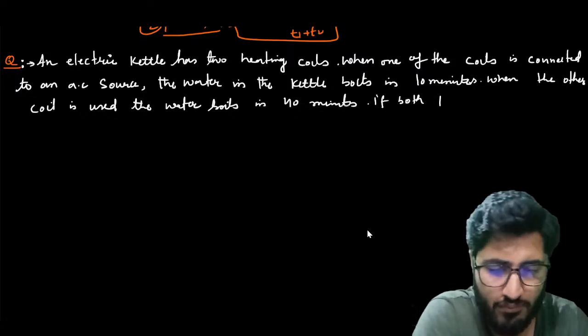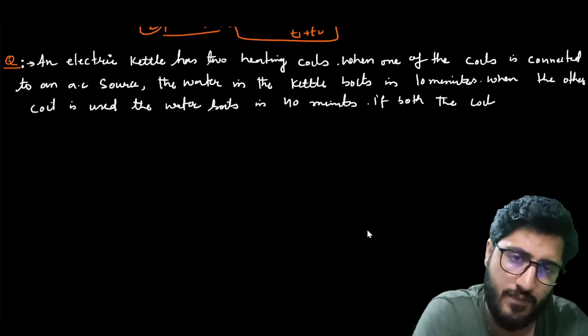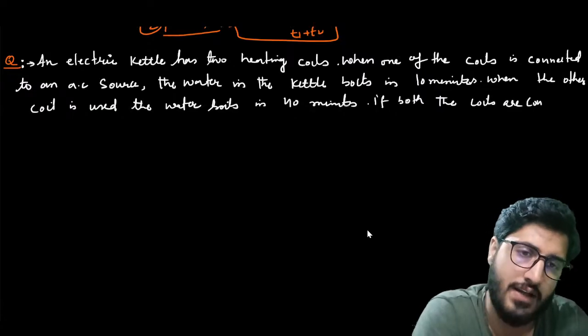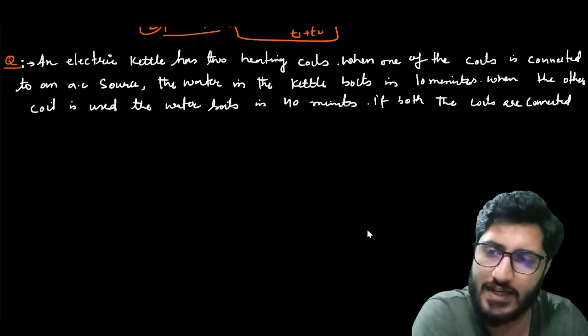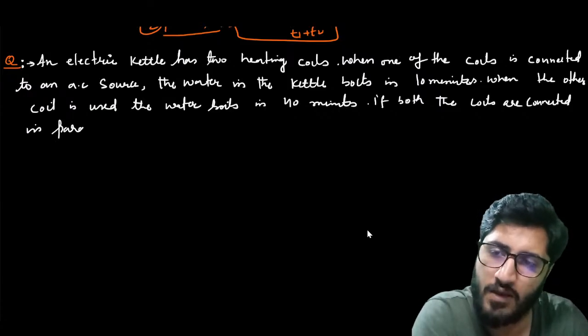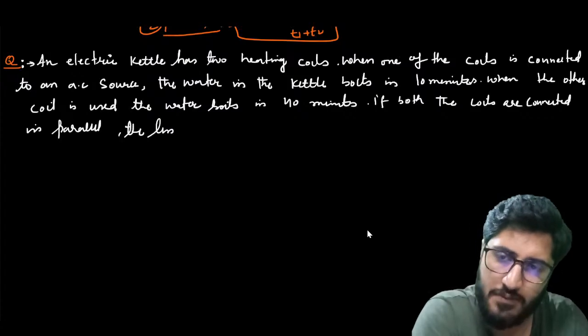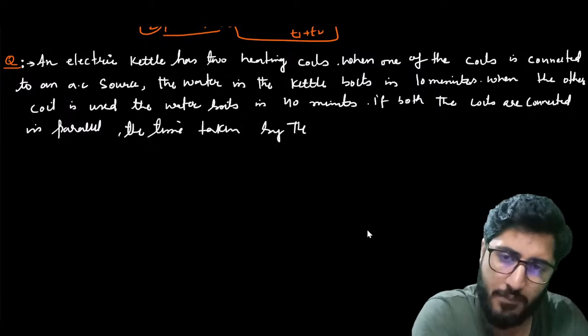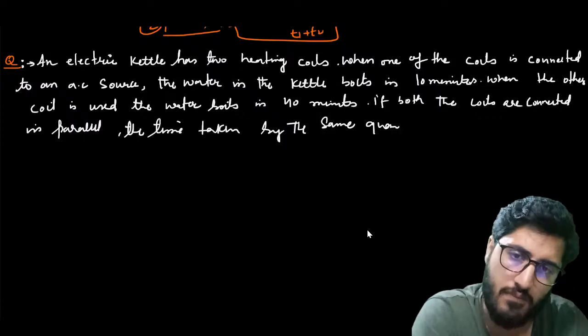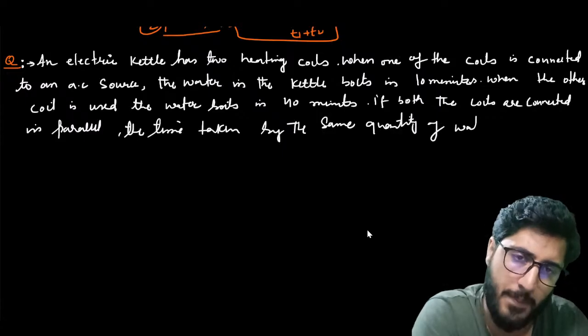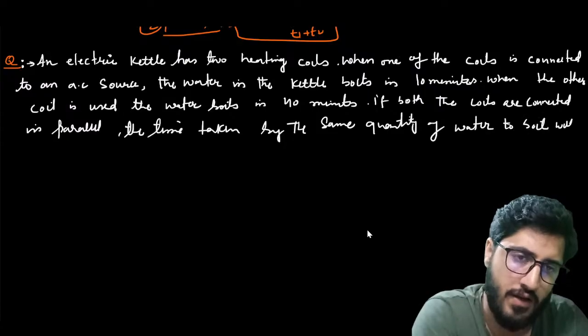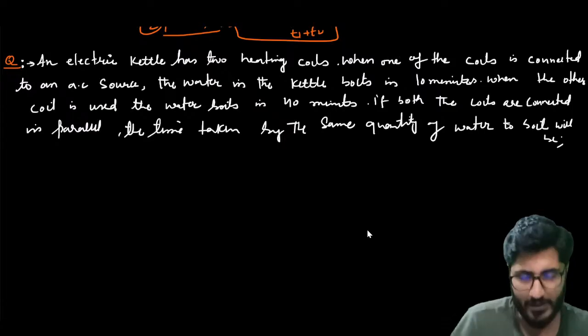If both the coils are connected in parallel, the time taken by the same quantity of water to boil will be. So the language of the numerical will be like this.